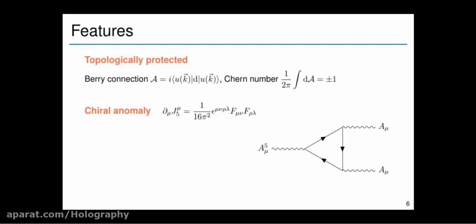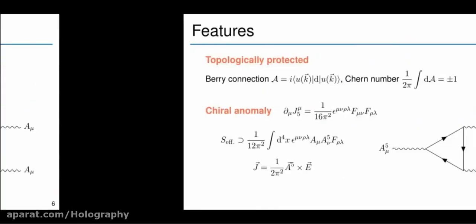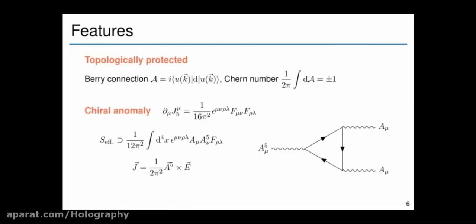And to see why that occurs, you can think about this triangle diagram and realize that it will essentially arise from a term in the effective action, which looks something like what I've written down, where you've essentially got some kind of Chern-Simons-like coupling with essentially two copies of the vector field strength, the source for the vector current, that's this A, and one copy of the source for the axial current, that's this A5.